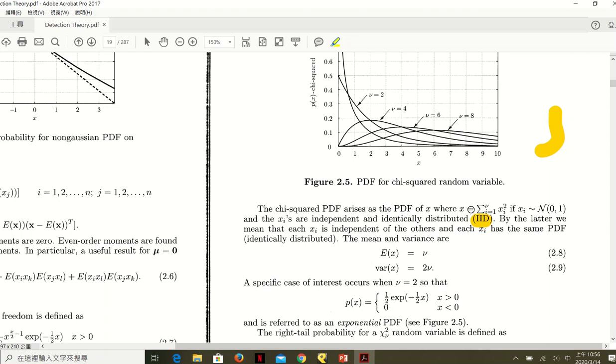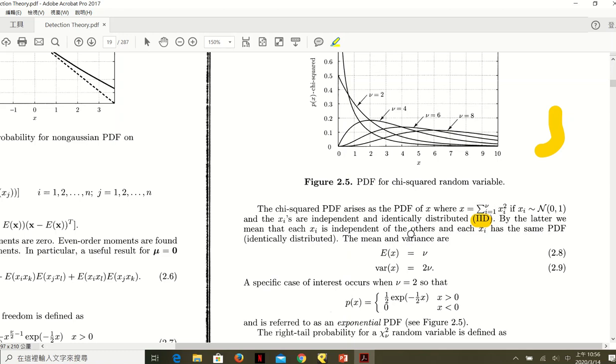And as you know, if a lot of IIDs are summed together, by the central limit theorem, recall the central limit theorem in your probability or statistics class, when you sum a lot of IIDs, they approach a Gaussian distribution. So this is no exception. This is just like the central limit theorem.